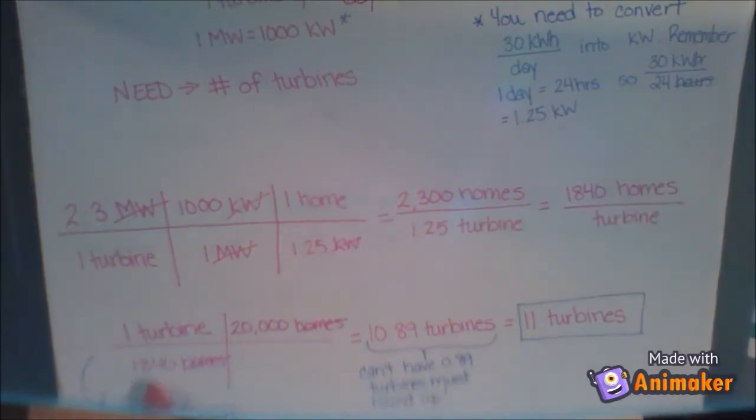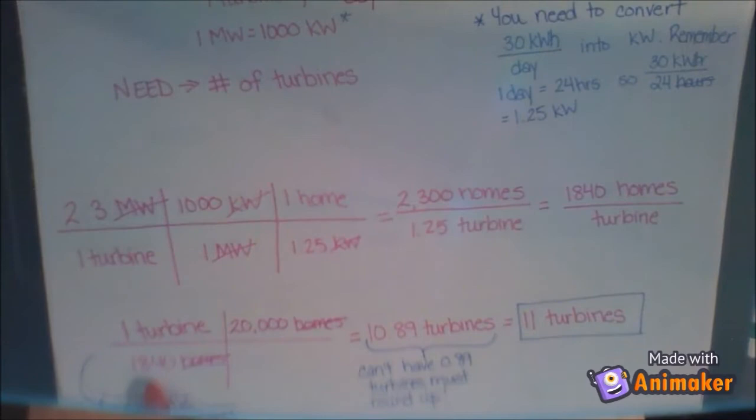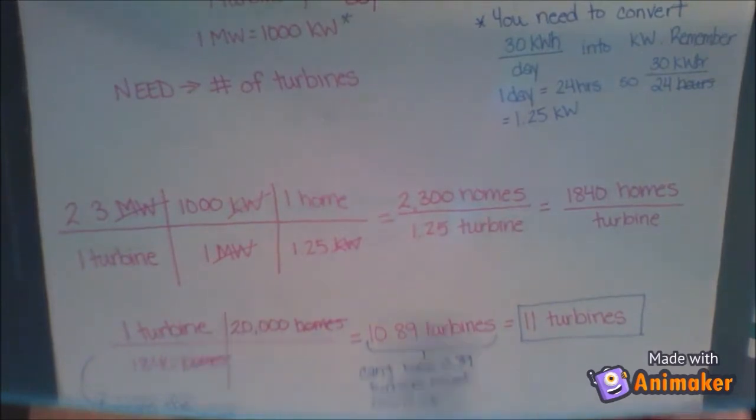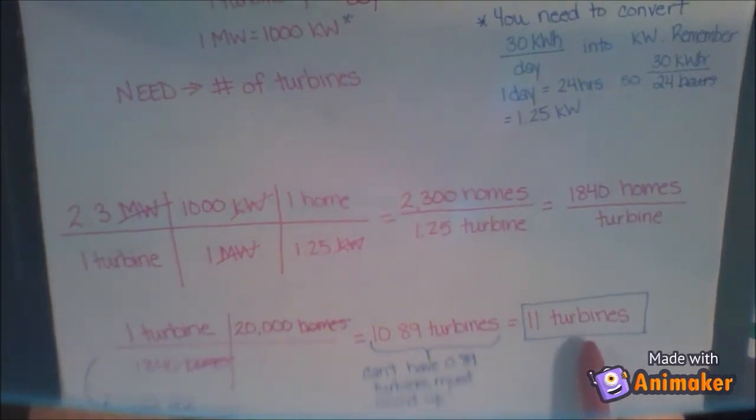We take the next step of this, and remember that 1,840 homes over 1 turbine is the same as 1 turbine over 1,840 homes. So we take that, 1,840 homes, we put that with 20,000 homes. Basically what we're doing is we're dividing 20,000 by 1,840. What that gives us is 10.89 turbines. However, we cannot have just 0.89 of a turbine, so we have to round up, which gives us the number of turbines we need as 11 turbines for one city of 20,000 homes.